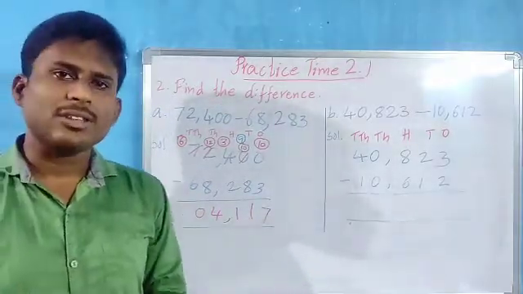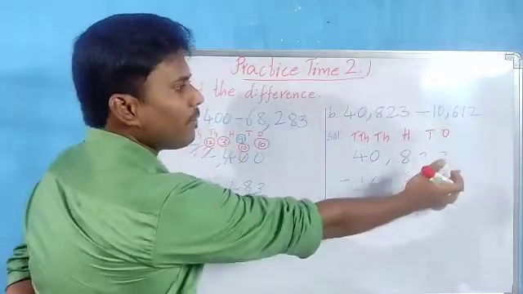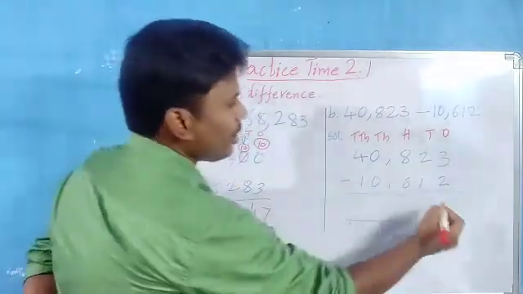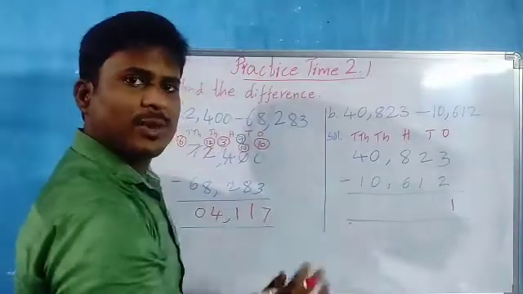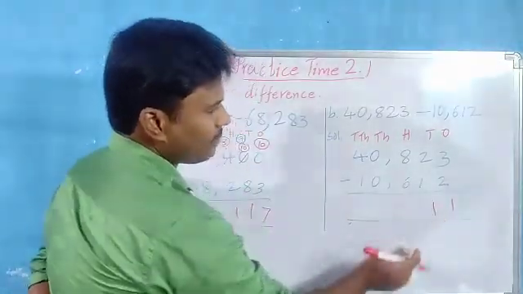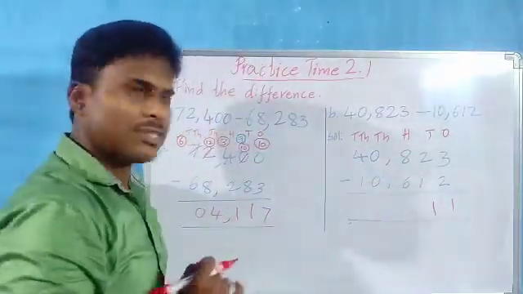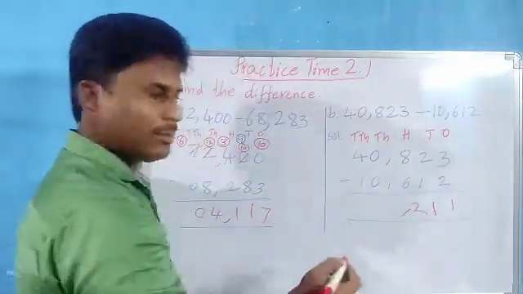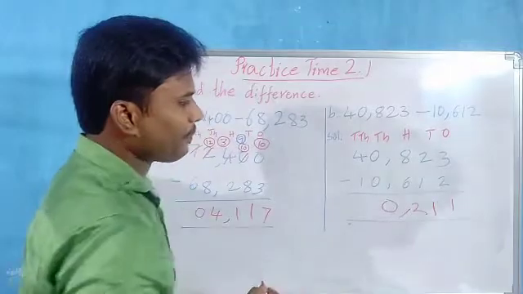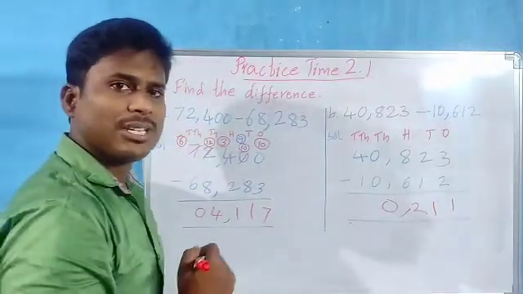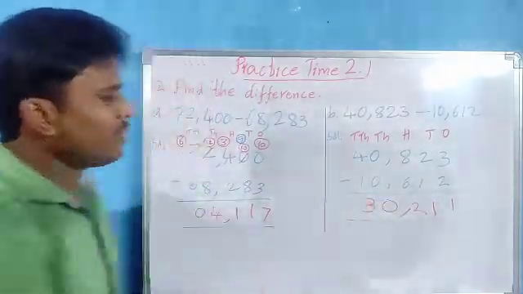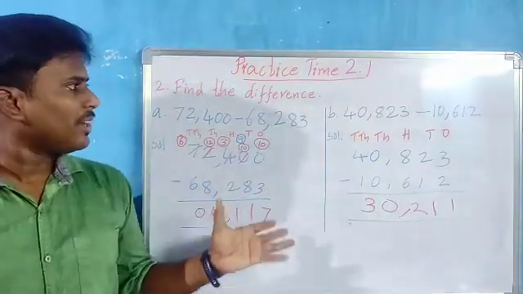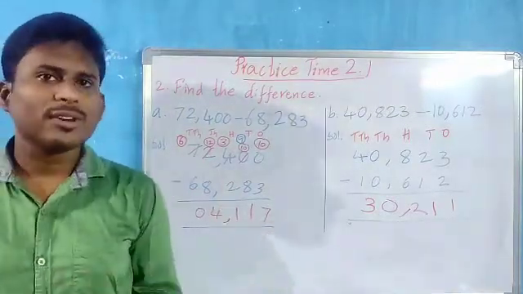Now let us go for the B question. 40,823 minus 10,612, children. We have to start subtraction from the ones place. 3 minus 2, it is 1. 2 minus 1, 1, children again. 8 minus 6, it is 2. Now 0 minus 0, 0. 4 minus 1, the answer is 3. So our difference is 30,211. So we completed the second bit. Let us go for the third bit, children.